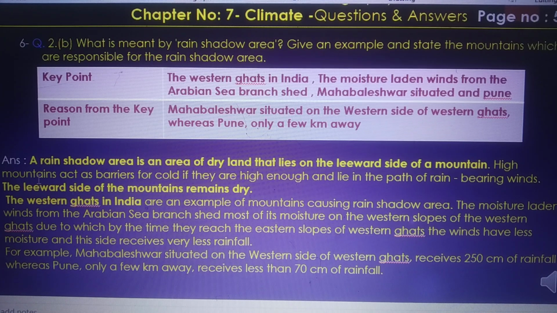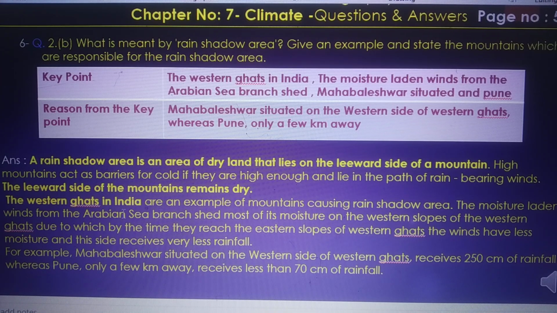The exact answer is: the rain shadow area is an area of dry land that lies on the leeward side of the mountain. High mountains act as barriers for the winds if they are high enough and lie in the path of rain-bearing winds. The leeward side of the mountains remains dry. The Western Ghats in India are an example of mountains causing a rain shadow area.